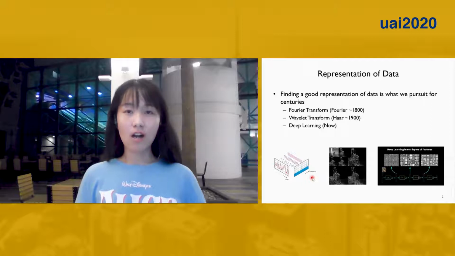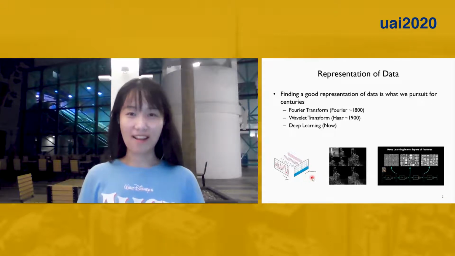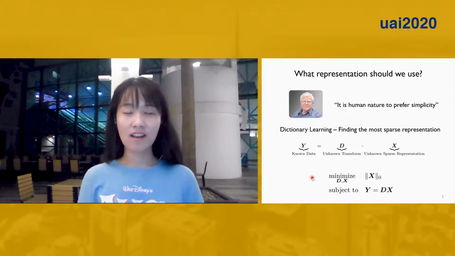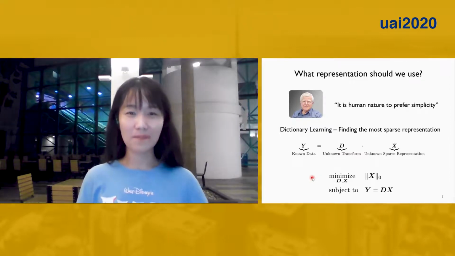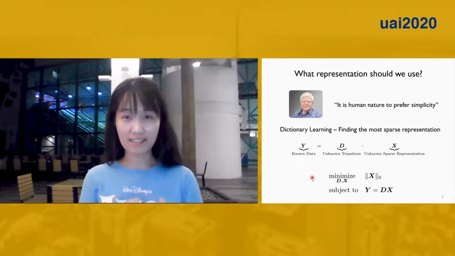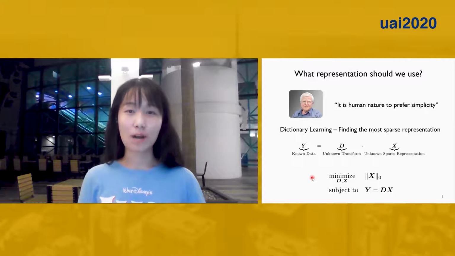In this work, we are not only interested in how, but also want to answer why. However, simultaneously answering these two questions is difficult. So here I quote Robert Gallagher, who said it is human nature to prefer simplicity. So we're going to start from a very simple problem and try to fully understand it, and then get some insight, and finally we can generalize it into complicated problems. So what is a simple data representation?